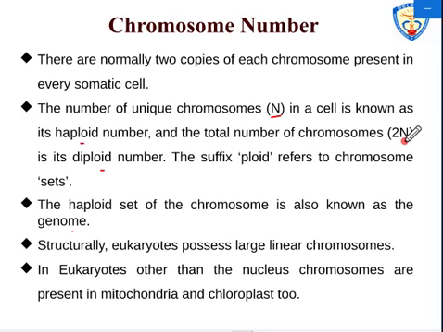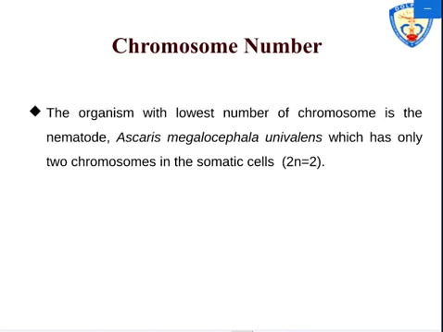Apart from the nuclear chromosomes, in eukaryotes, chromosomes are also present in mitochondria as well as in chloroplast, which are semi-autonomous organelles. They have their own genetic material. The organism which till date has been reported to have the lowest number of chromosomes is the nematode, that is Ascaris megalocephala univalens. It has only 2 chromosomes in the somatic cell, that is 2n is equal to 2.